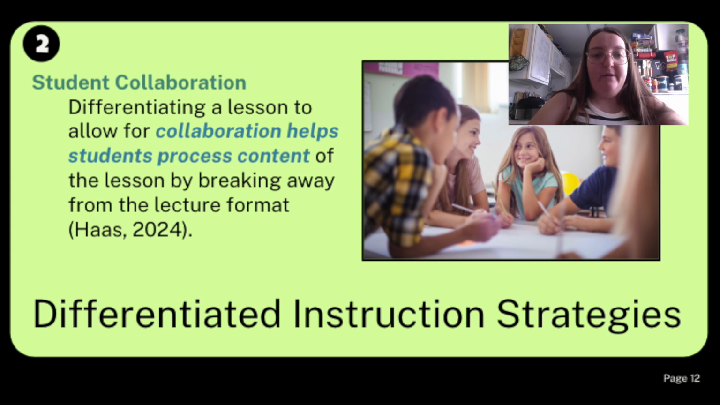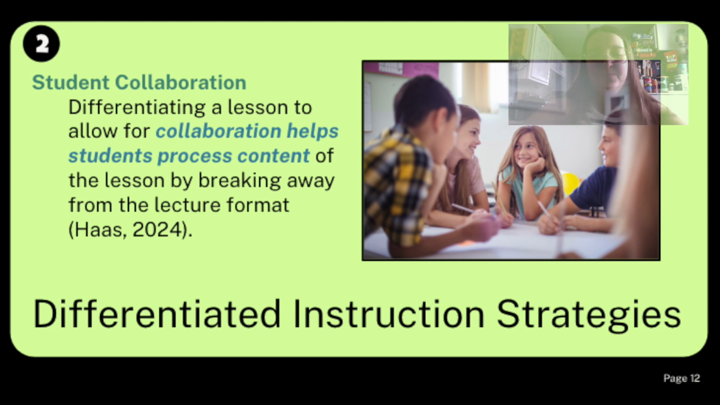So, student collaboration. This is differentiating a lesson to allow for collaboration. It helps students process content and the lesson by breaking away from the lecture style format. This is also how teachers tend to learn best, and what we will be getting to do here in a little bit. Rather than just a constant flow of instruction, they actually get to process the information with their peers, which is a great way to differentiate in your typical classroom setting, whether that is pausing instead of doing a call response questioning technique, you want to have them turn and talk to the people around them.